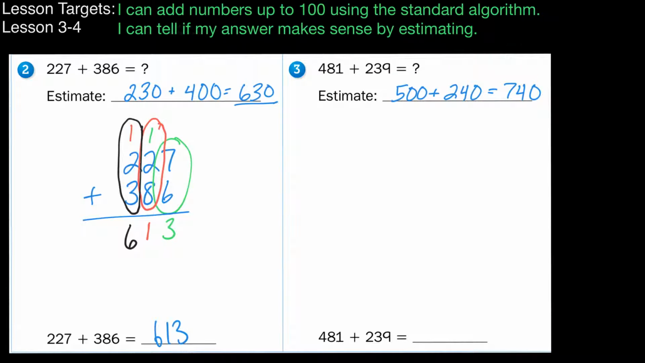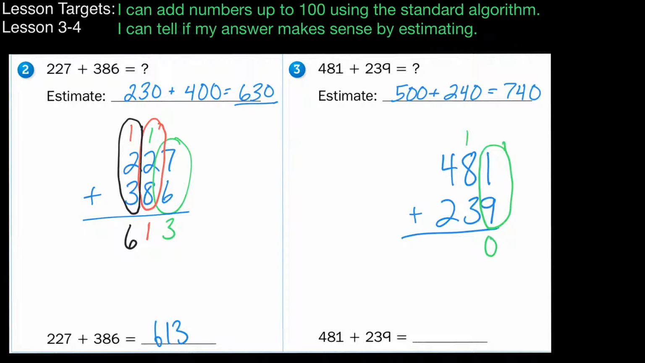Now I need to stack it. So 481 plus 239. Everything's lined up. Starting over here on the right, adding the ones. 9 plus 1 is 10. I put my group of 10 up here. I have no ones in the number 10, so I put my 0 down below.